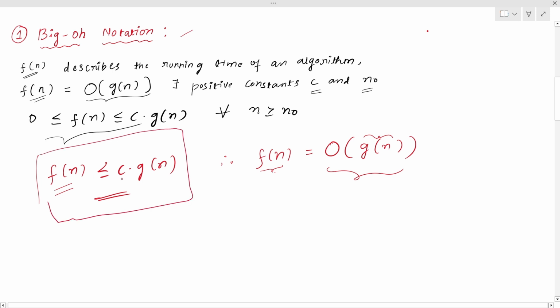Okay, and the c is basically a constant. And remember, along with this condition or the rule, we also need to ensure that there must be some specific n values, which must be greater than or equal to n naught. We'll try to see about this with an example.